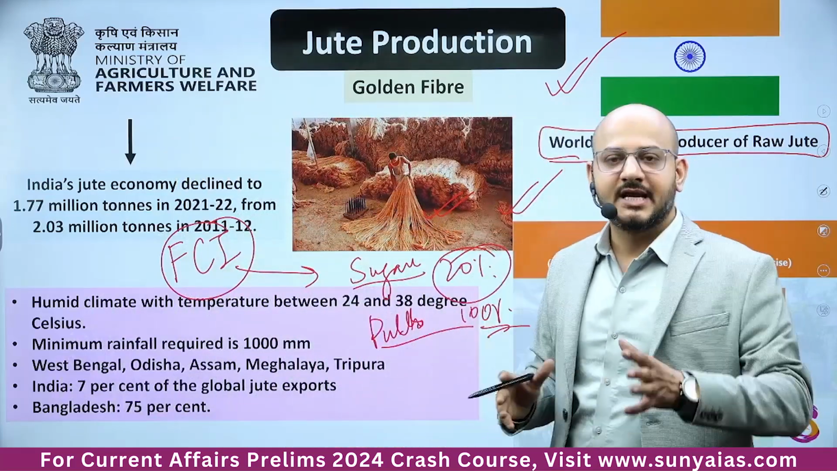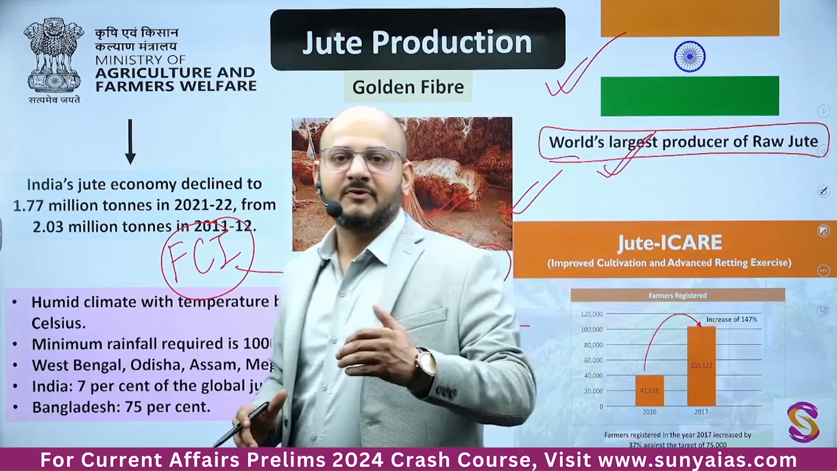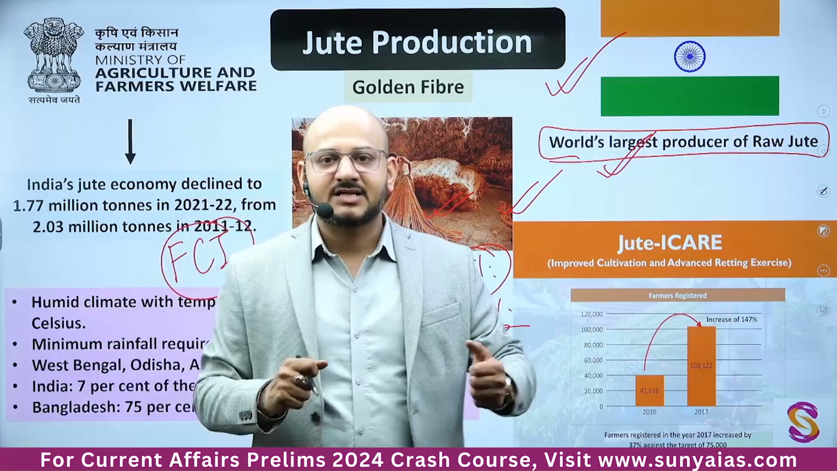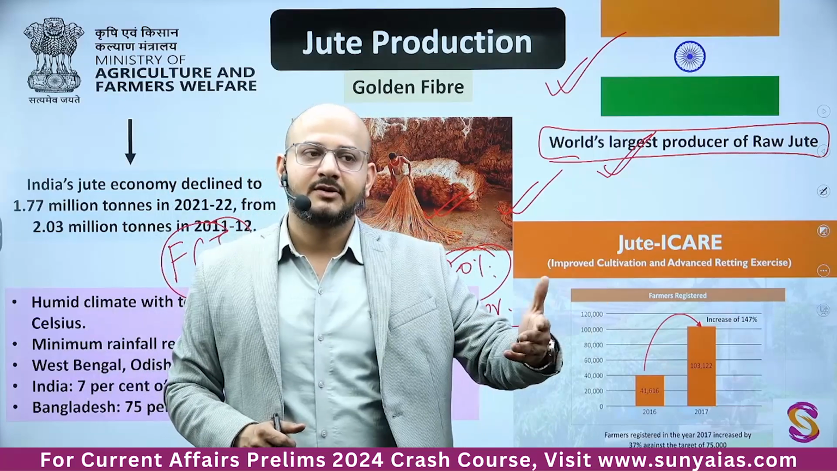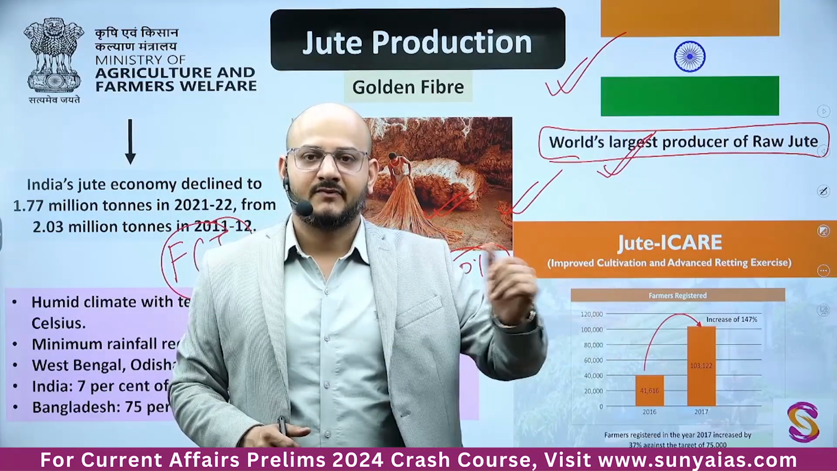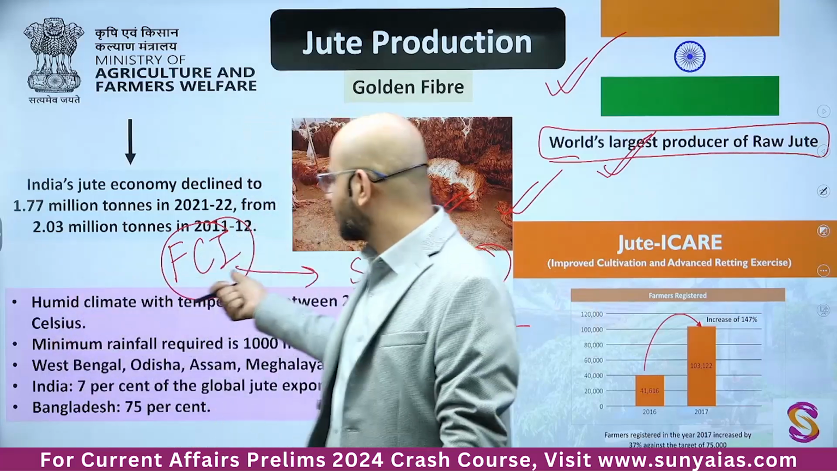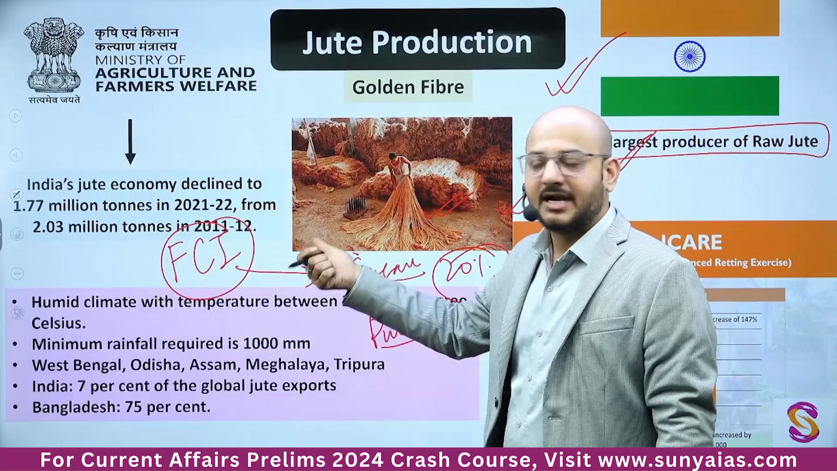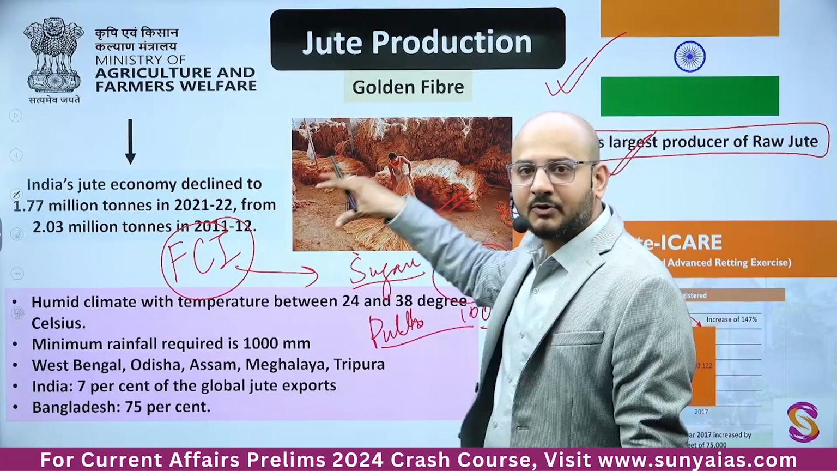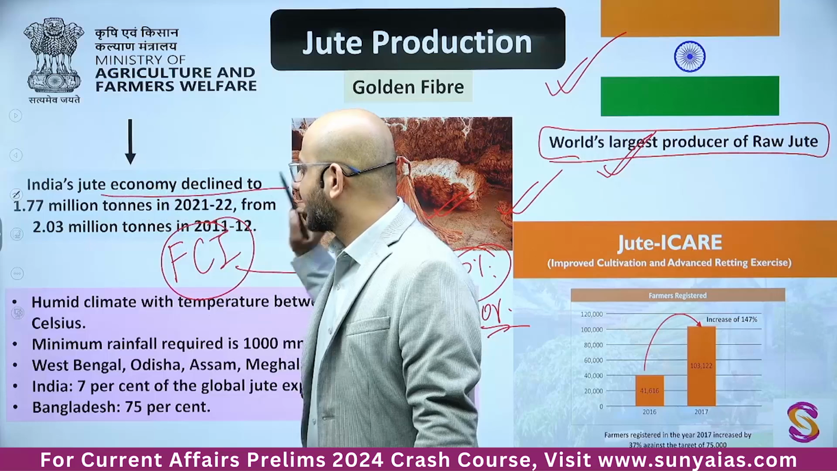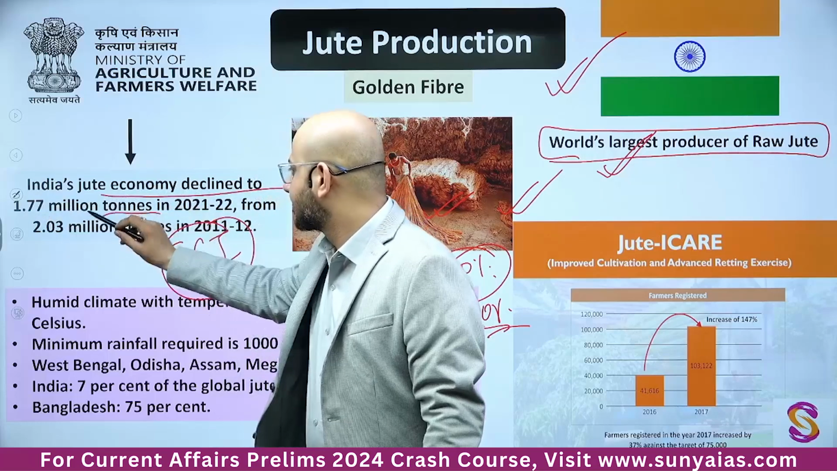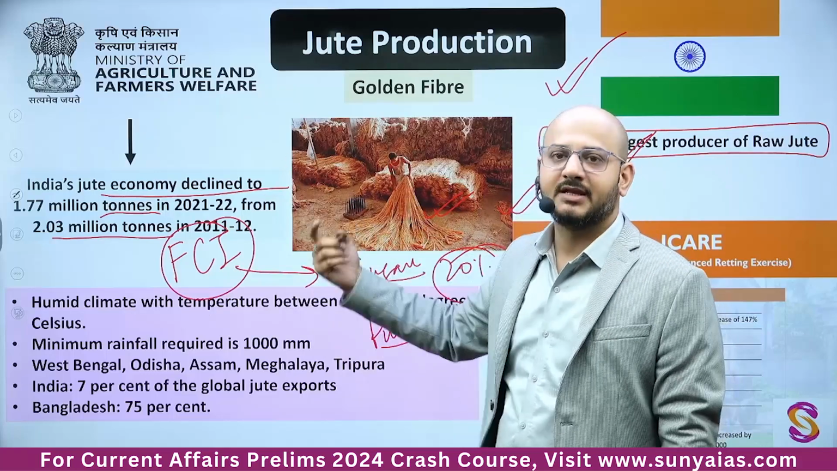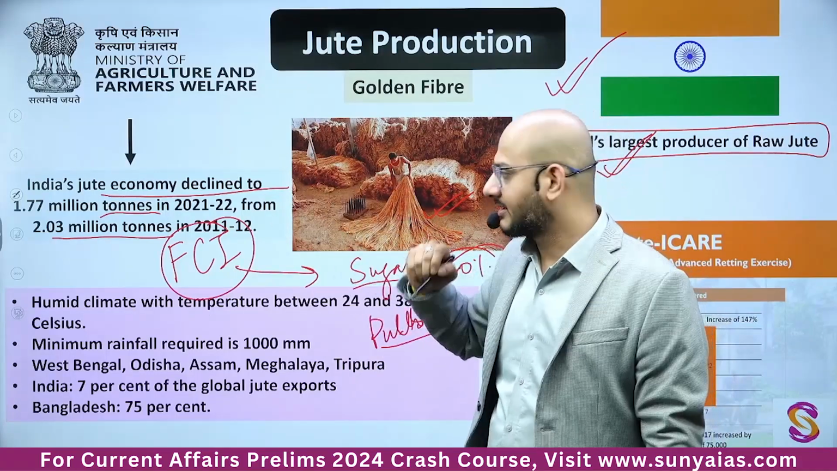Now you will go and see at the H&M center, there you will find some apparels, some textiles, some bags made up of jute. They are being sold at good prices, 1,000 rupees, 1,500 rupees. But the farmers who are making these jute products lack this kind of branding and export value. Therefore, the production is declining. India's jute economy declined to 1.77 million tons from 2.3 million tons. In 10 years, approximately 0.5 million tons have declined.